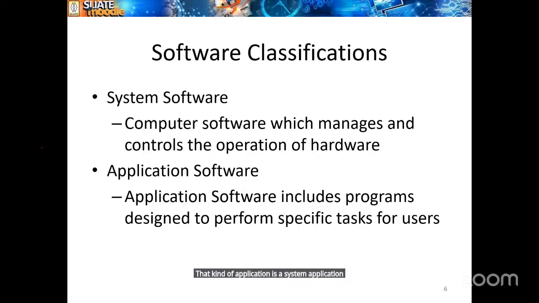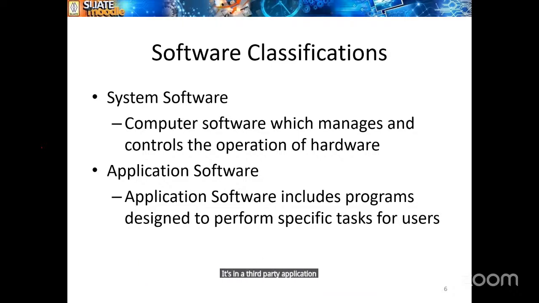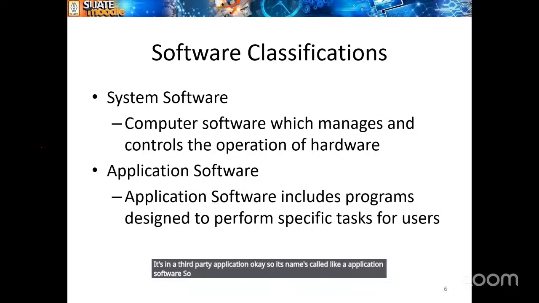After that, we will go to the Play Store and install some additional applications like WhatsApp, Telegram, and Snapchat. This kind of application is a third-party application. Its name is application software. The previous one is system software. This is application software.